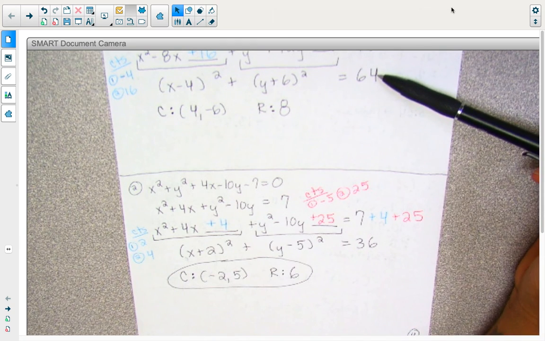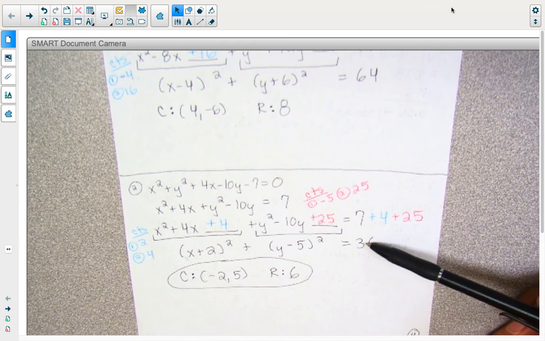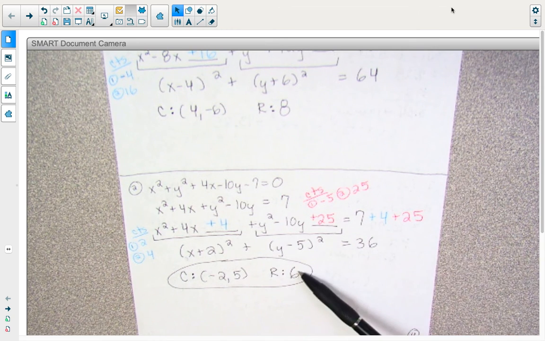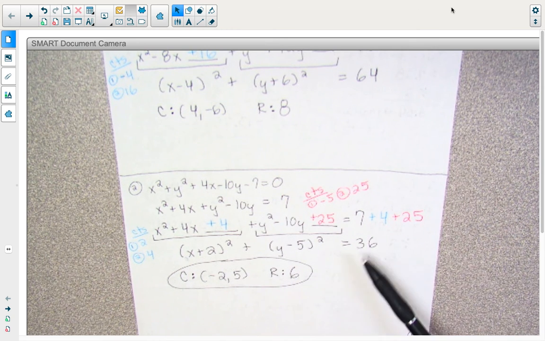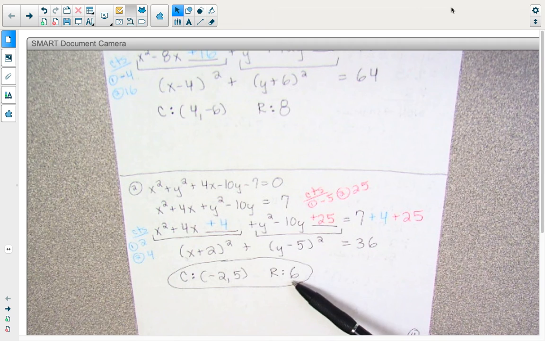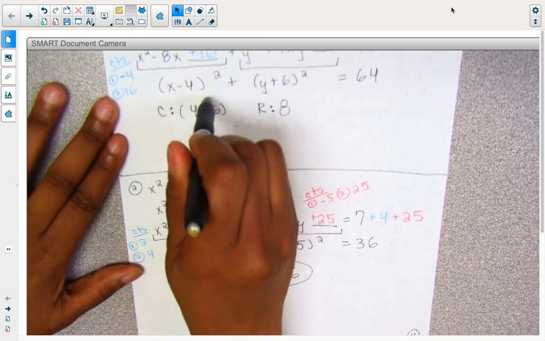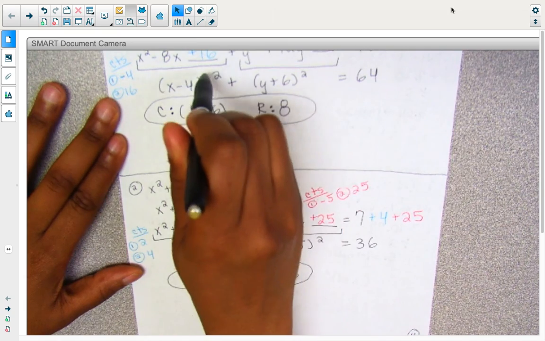But if this number was not a perfect square number, that's okay. If it was like 30, you would just leave the radius as the square root of 30. If it was 41, you would just leave the radius as the square root of 41. So don't feel like it always has to be a perfect square number.